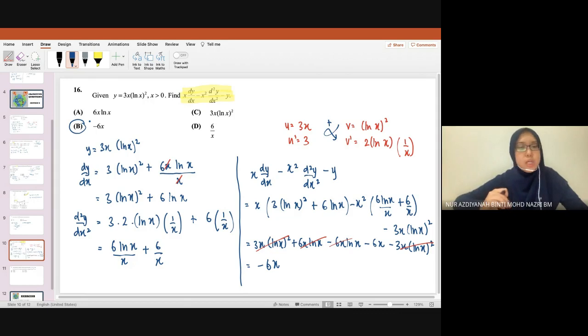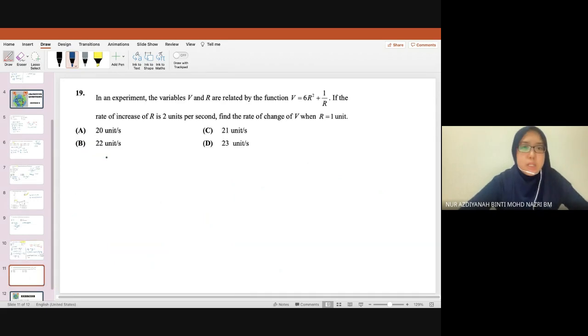Cari dulu nilai dy and dy dx dan juga the second derivative d squared y over dx square. Okay, lepas tu carefully substitute in this term, in this expression yang kita nak. Okay, and then you expand and then kita simplify lah kat sini. Okay, until we get the final answer of negative 6x. Okay, now let's proceed with question number 19.